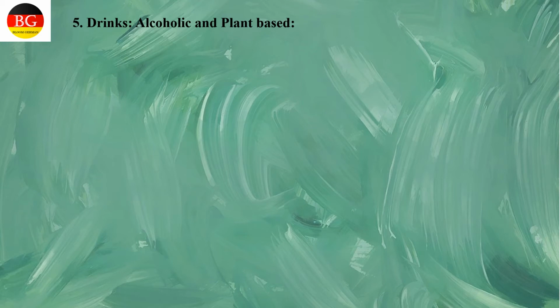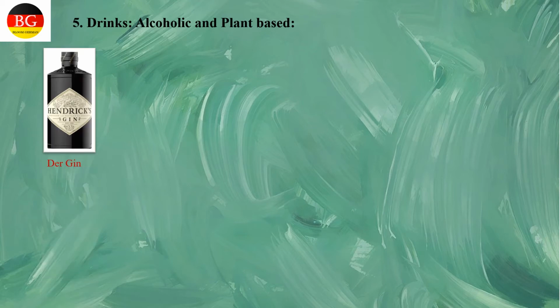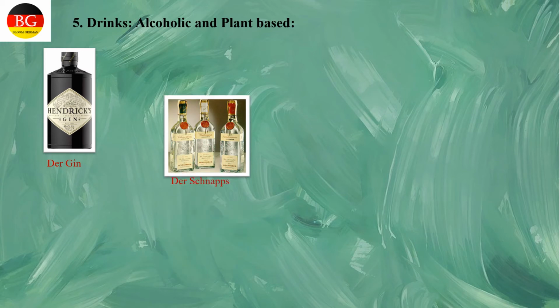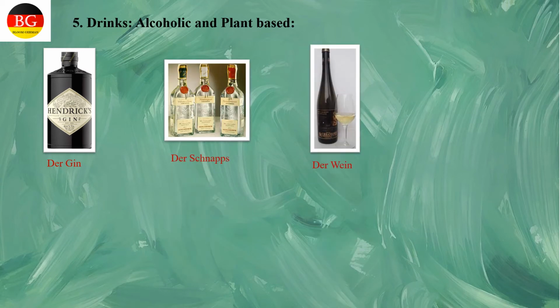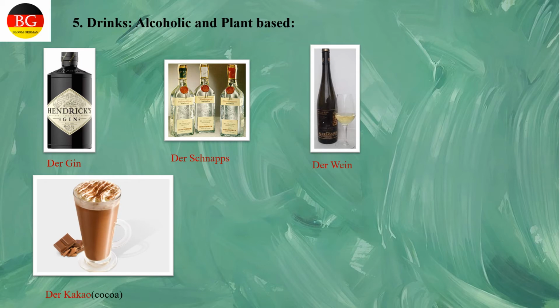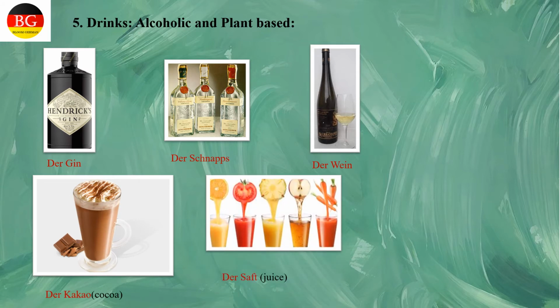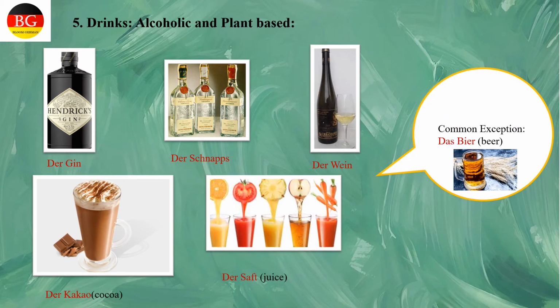Drinks, alcoholic and plant-based. Der Gin, der Schnaps, der Wein, der Kakao, der Saft. Common exception is das Bier. Remaining all drinks, that is alcoholic and plant-based, are masculine in form. Exception is das Bier.